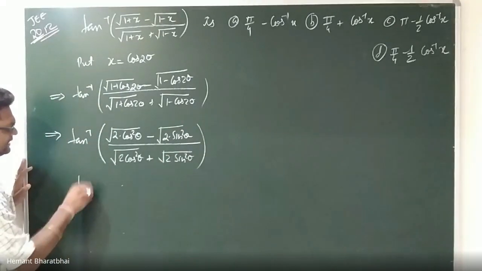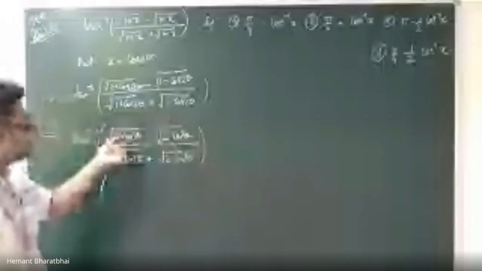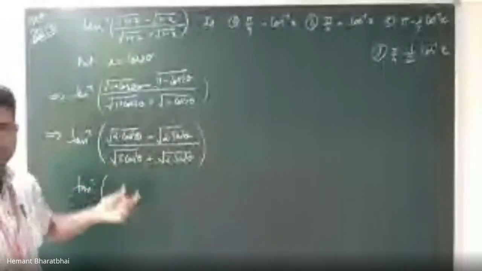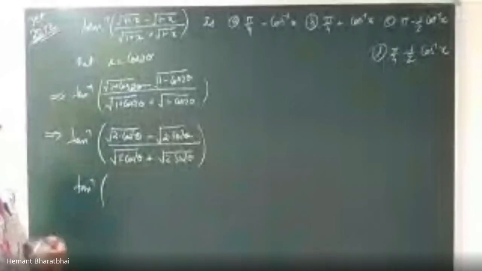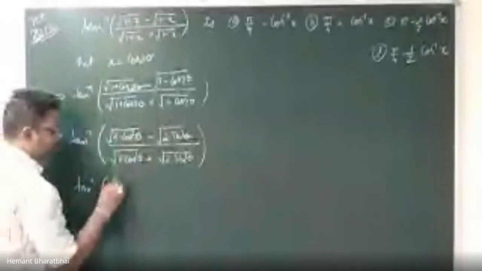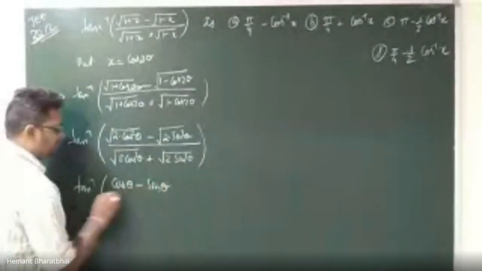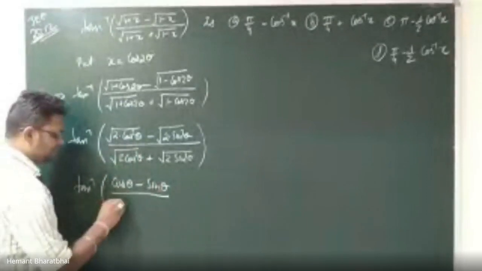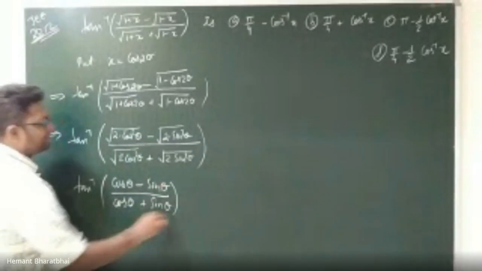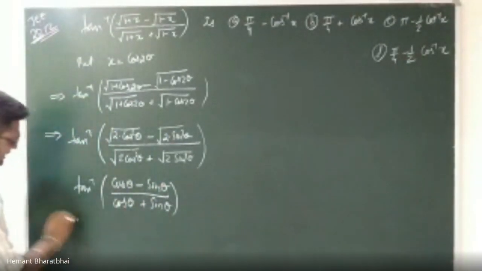So I'll get tan inverse of, here square and square root will get cancelled. Here I will have root 2 everywhere. I'll take root 2 common in numerator and denominator and cancel it out. So here what remains is cos theta minus sin theta, since square and square root get cancelled, and in the denominator cos theta plus sin theta. Here I can write it as.